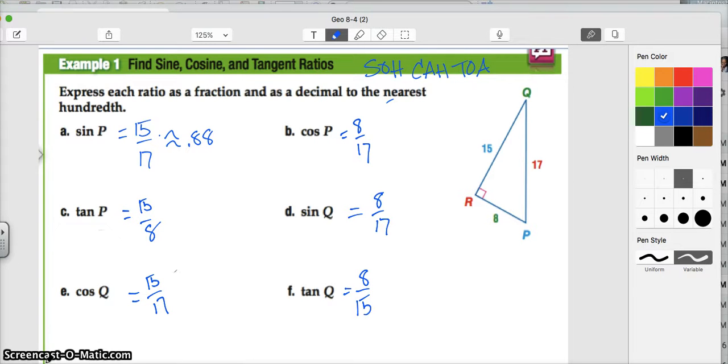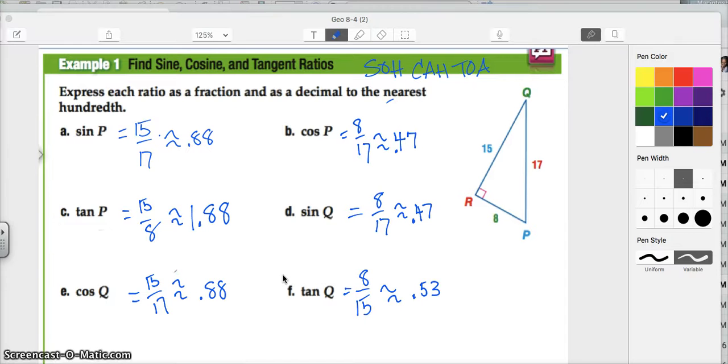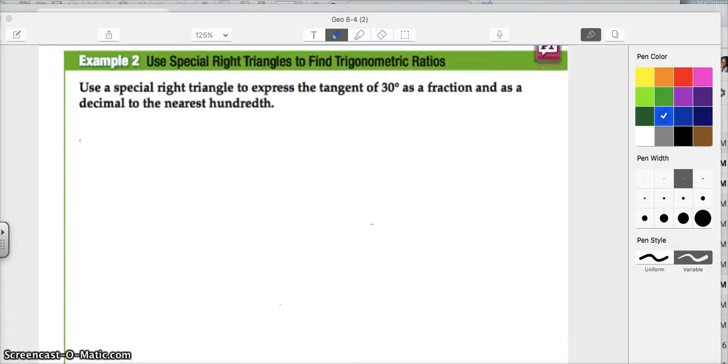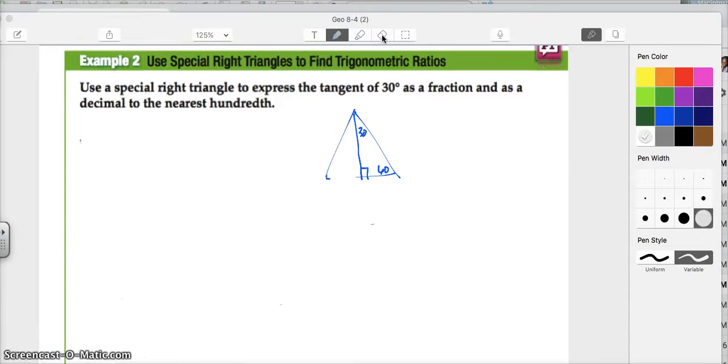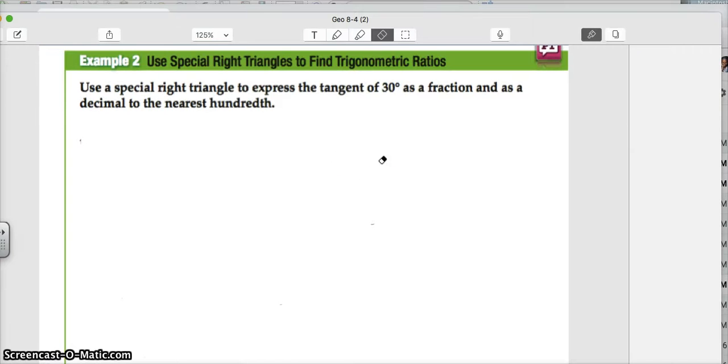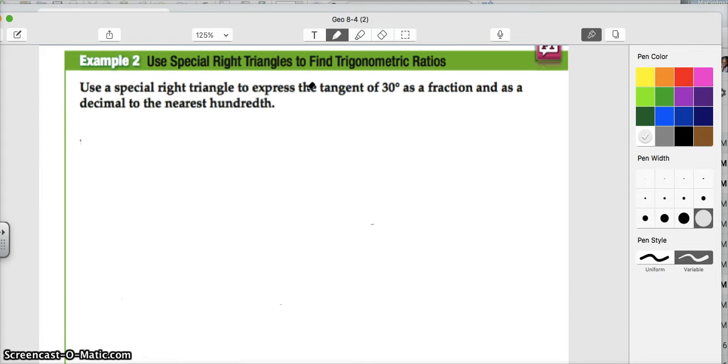And so we can find the decimal values by using a calculator, and you would get these values here. Not too bad, right? All right, let's try something else. Here in example 2, we're going to use a special right triangle to express the tangent of 30 degrees as a fraction and as a decimal to the nearest hundredth.